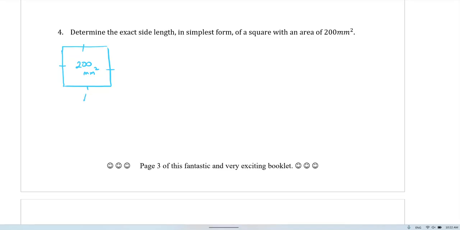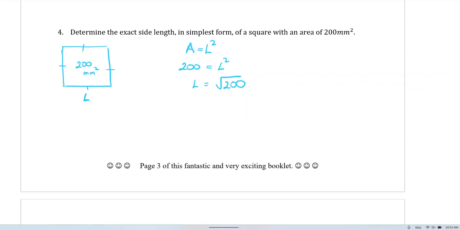So the side length for a square, we usually call that L, because the area of a square formula is A equals L squared. If I sub the area into that little equation, I would have 200 equals L squared. Then to solve and find out what L is, I would need to square root the 200. Now, often when we square root things, we have plus or minuses, but lengths cannot be negative, so we only have the positive version of this square root.